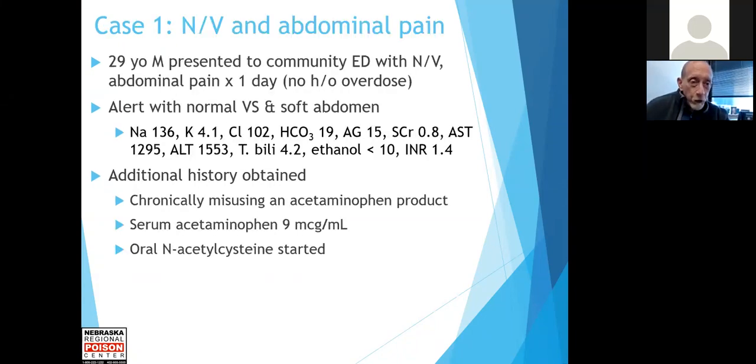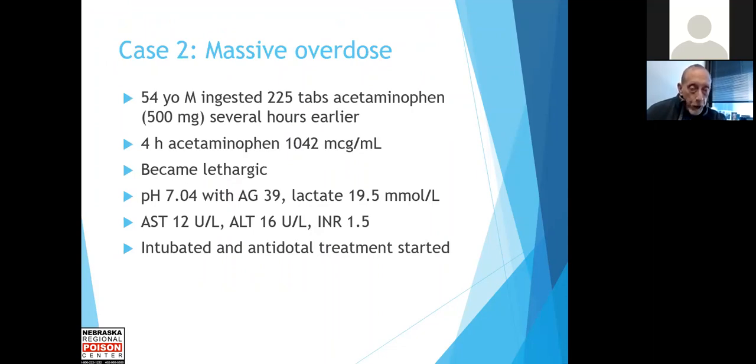This 29-year-old man presented to a community hospital ED with GI complaints. They did labs and noticed that his ALT and AST were both greater than 1,000. They got some additional history and realized that he was probably misusing an acetaminophen product. So they got a level, and it was barely detectable, so they started him on oral acetylcysteine. We'll come back to him.